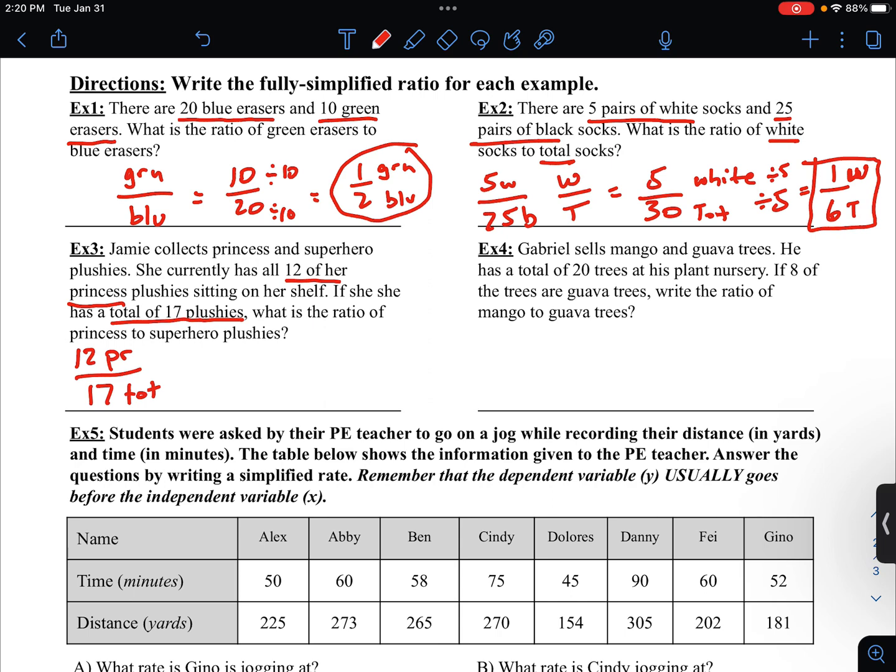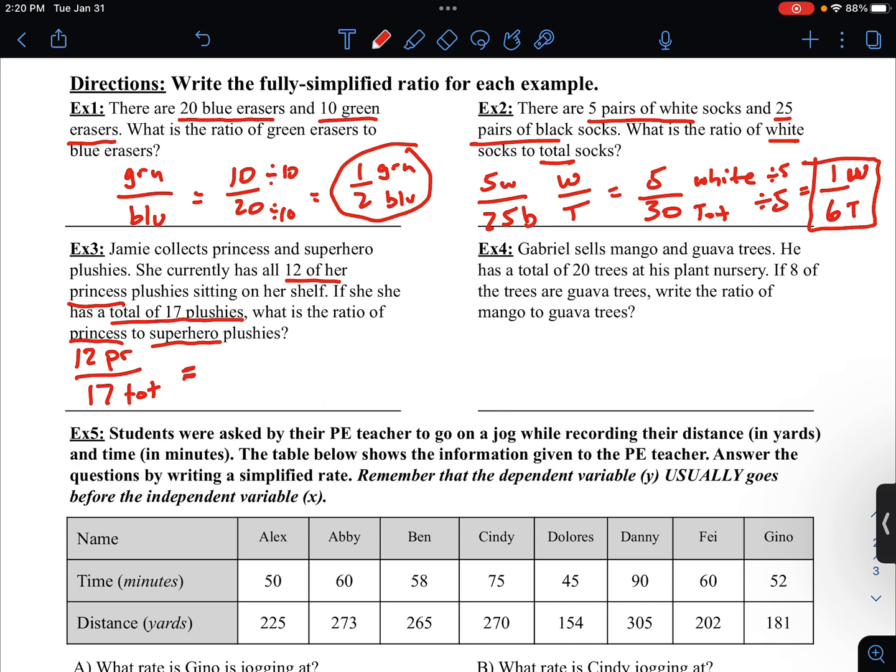What is the ratio of princess to superhero? Well, if all the plushies are either princess or superhero, then we can figure out the number of superhero plushies by just doing 17, the total, minus the 12, minus the princess. So 17 minus 12.